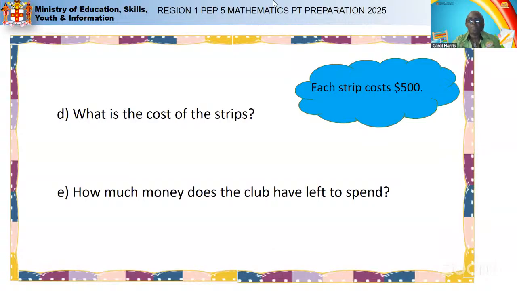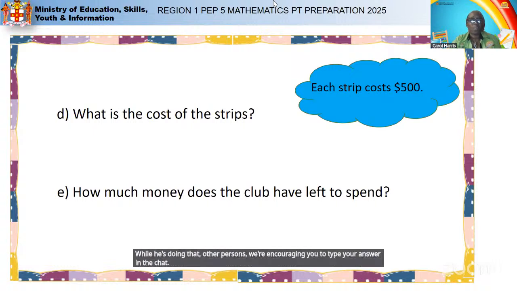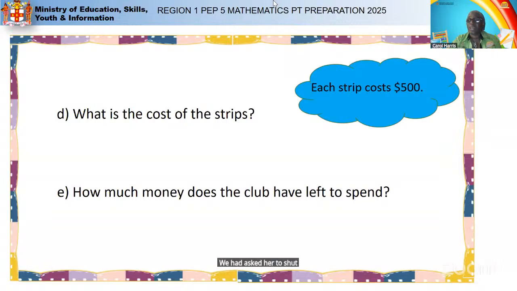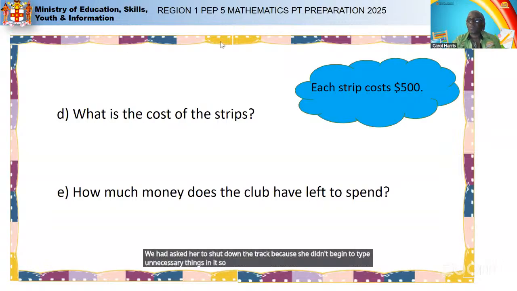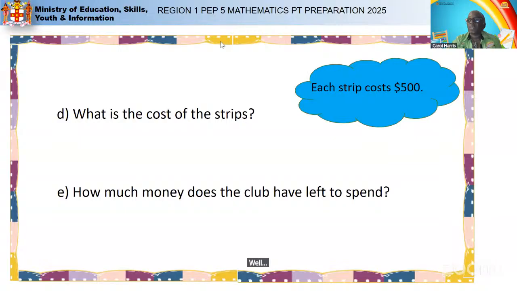While he's doing that, other persons were encouraging you to type your answer in the chat. We had asked her to shut down the chat because children begin to type unnecessary things in it. You can reopen it if you think it can work, sir. Because the unmuting does take a little time. Okay, we could take from Praise Tab. Praise Tab could open their microphone and speak. Okay, the chat is reopened and persons are putting their $4,000. Praise Tab, go ahead. Quickly.